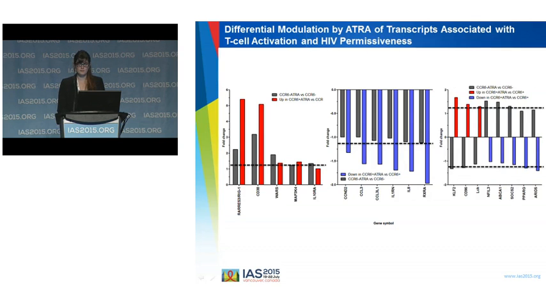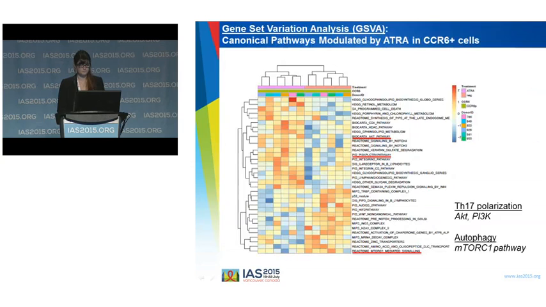KLF2, CD96 and LCK were specifically upregulated by ATRA in CCR6 positive T cells, while NFIL3, ABCA1, and PPAR gamma were downregulated. Gene set variation analysis identified pathways specifically modulated by ATRA in CCR6 positive T cells, including AKT and PI3 kinase involved in the Th17 pathway, and the mTORC1 pathway involved in the autophagy process.